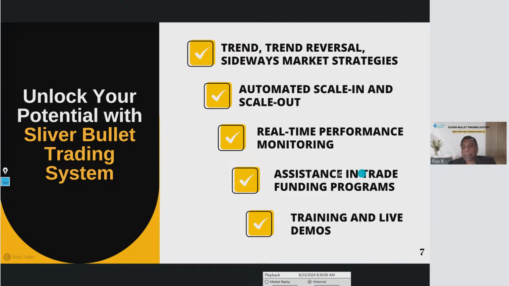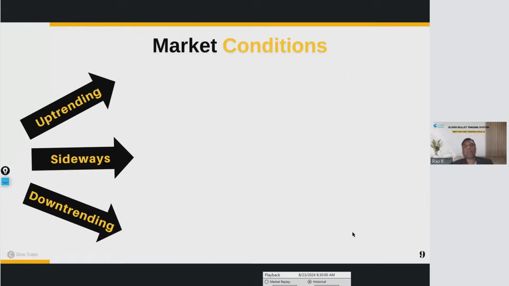So monitoring is easy. Then we provide assistance in trading funding programs. We have affiliations with some good ones. We recommend only the best ones, and whenever there is a good promotion going on, we inform you, so you can purchase some accounts at that time for evaluation. And we provide training and live demos so that you learn by watching us, watching our trades, and complete training through Sliver Trades Academy, as well as live sessions we provide as part of the system.